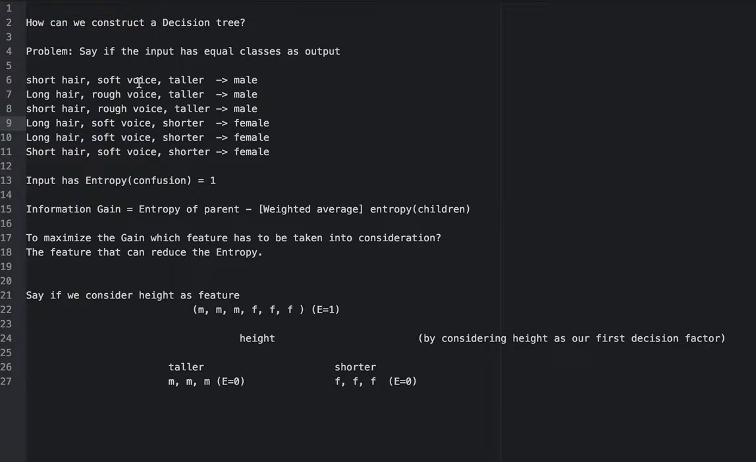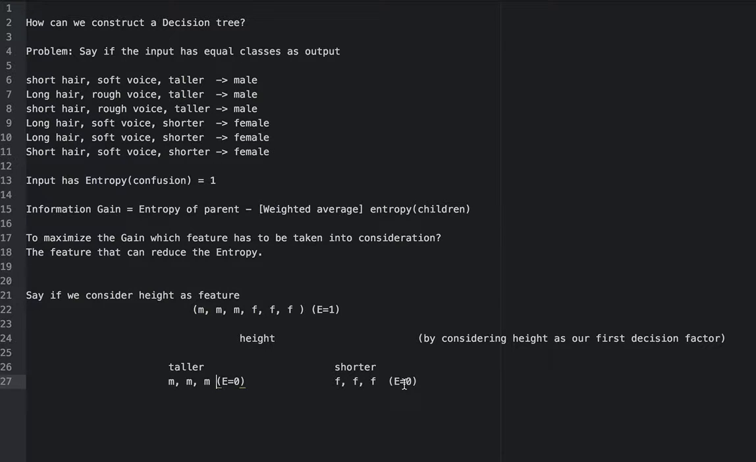For example, if we take a factor, and based upon that factor, let's take the factor of height. By considering the height, you have your children saying taller and shorter. Okay, so all the taller has males, all the shorter has females. This is just an example. Let's consider that, which means if the taller has all males, the data on the left side will have no confusion, so the entropy will be 0. The shorter, let's say, will be female.